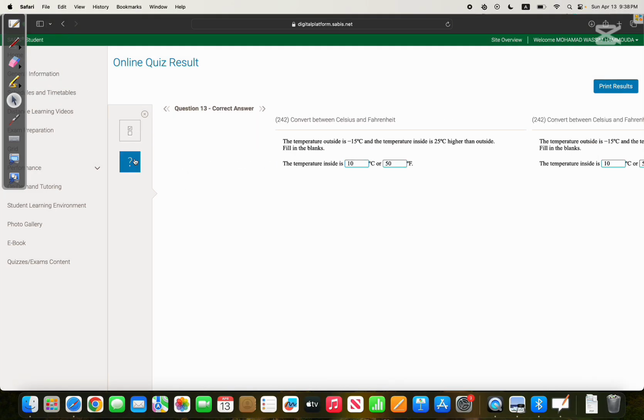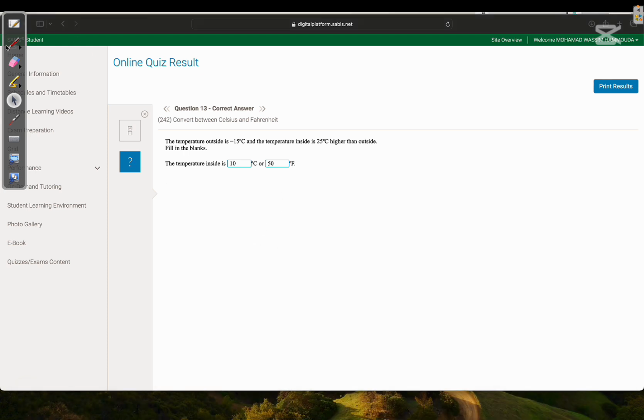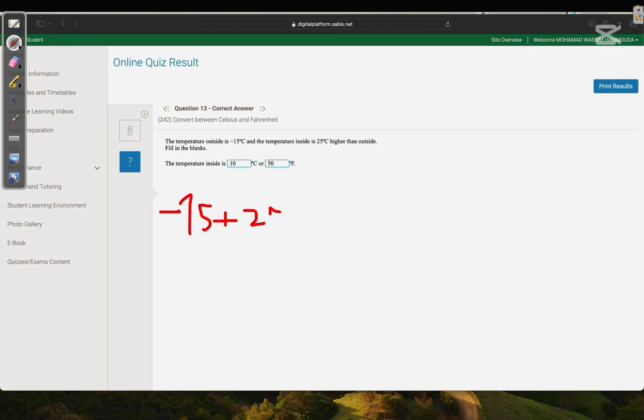13. Okay. The temperature outside is negative 15 degrees Celsius, and the temperature inside is 25 degrees higher than outside. So first let's find the temperature inside. Okay, which is negative 15 plus 25, which is equal to 10 degrees Celsius.